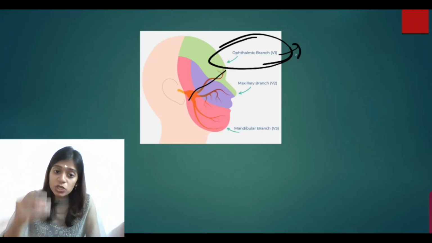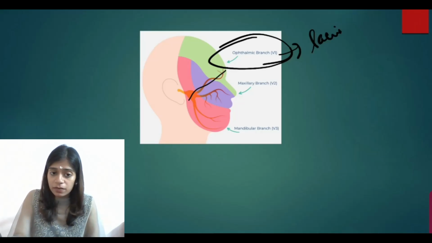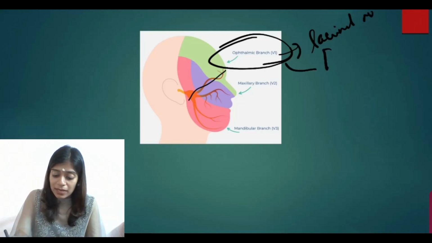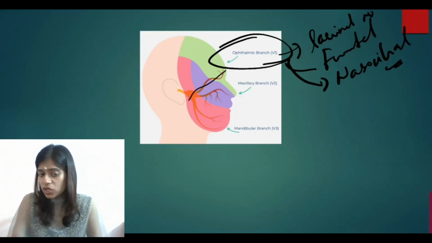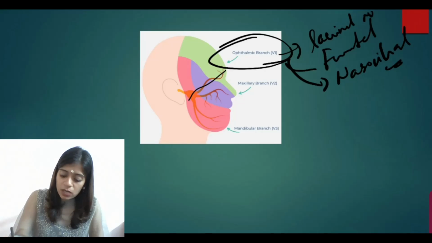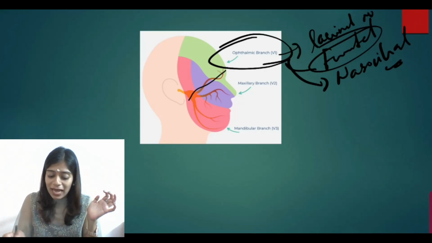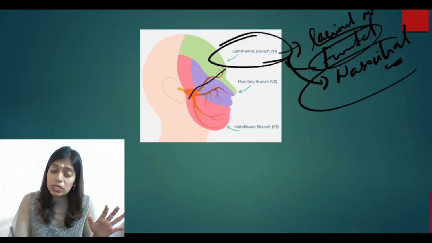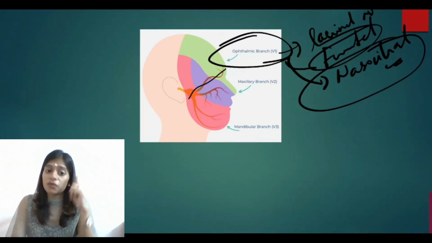So the ophthalmic branch again has divisions. The ophthalmic branch has the lacrimal nerve, the frontal nerve, and the nasociliary nerve. So the ophthalmic branch has 3 divisions. Now if the virus goes to the frontal branch, the patient will have vesicles on the forehead. If the virus spreads to the nasociliary branch, then there is ocular involvement.